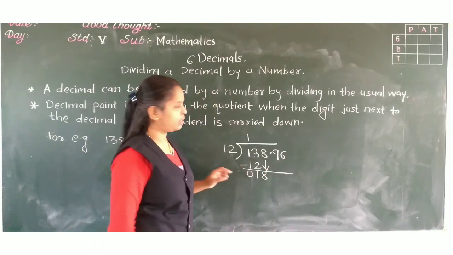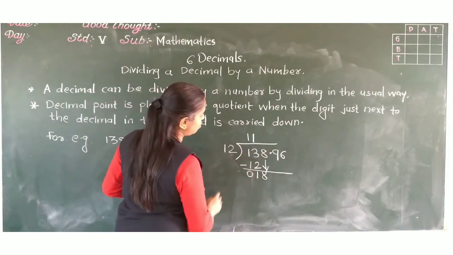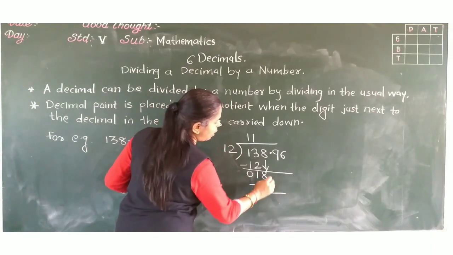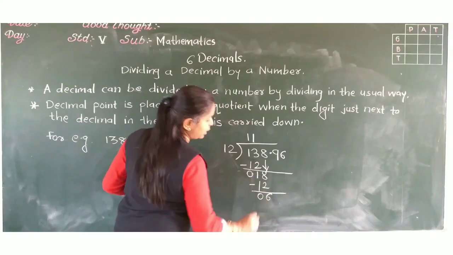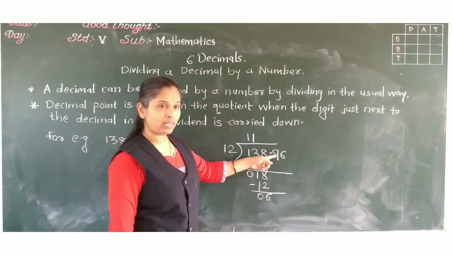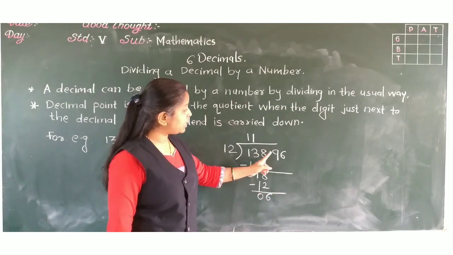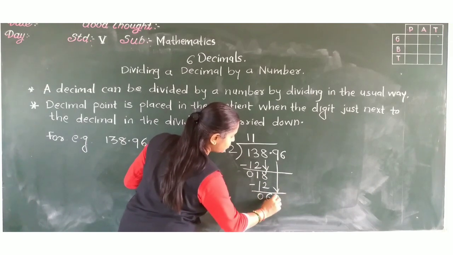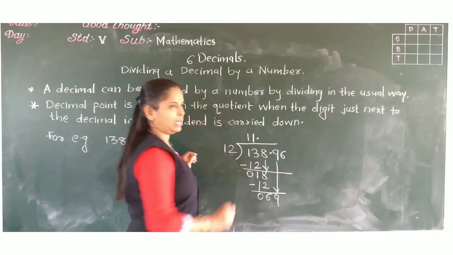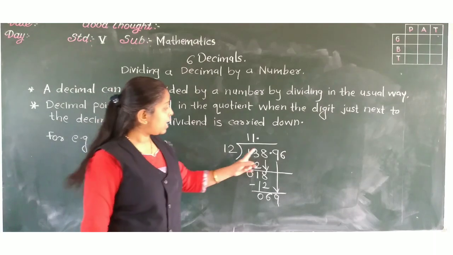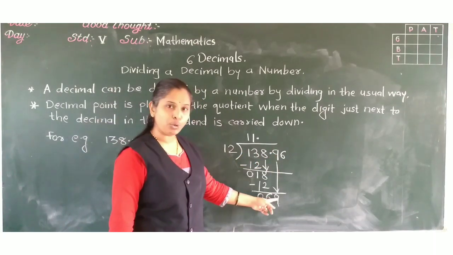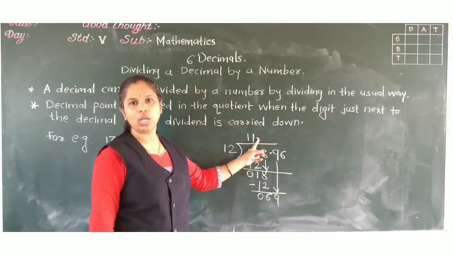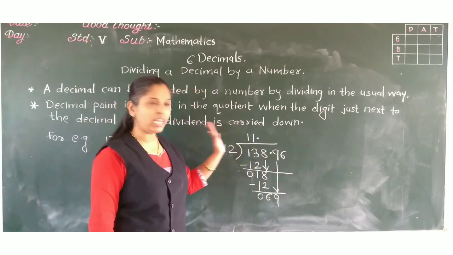It became 18. Again, we can divide it by 12. 12 ones are 12. Okay. Now 8 minus 2, 6. 1 minus 1, 0. Now see, we have to take 9 down, correct? But this 9 is after the decimal. Yes. So take 9 down and immediately put the decimal. What did I do? After the decimal, 9 was there, that I took down, and as I took it down, I put the decimal here in the quotient. Got it? This is a very important step.